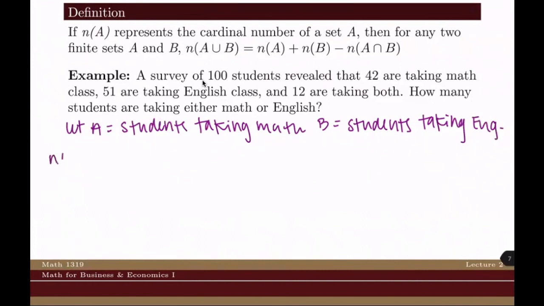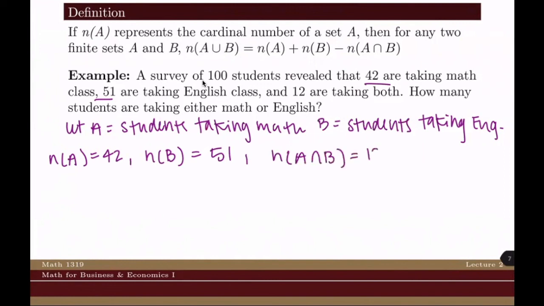So the number of students taking math, or N of A, is 42. N of B is 51, because that's the number of students taking English. And then N of A intersect B is equal to 12. Because the intersection is the both, right? If you're in both math and English, then you are in both set A and in set B. Therefore, you are in A intersect B.